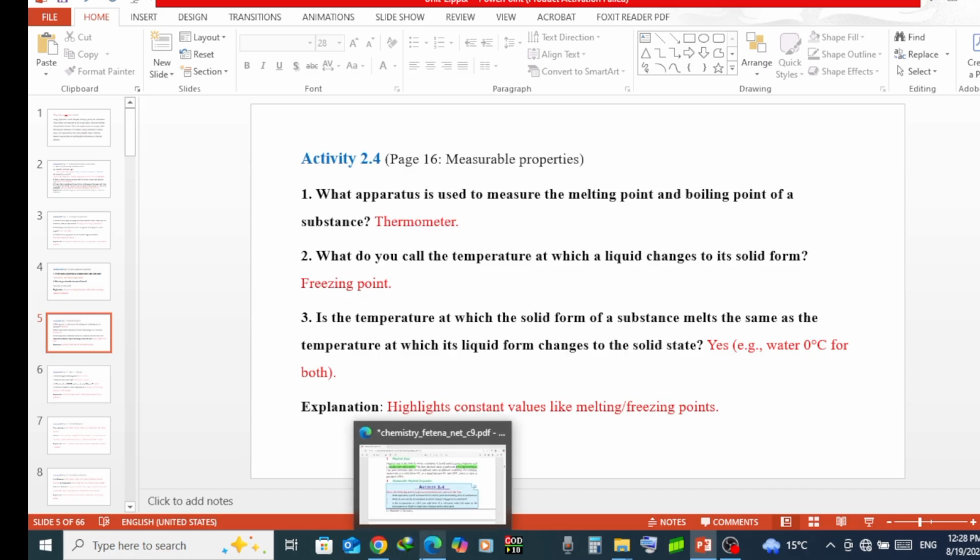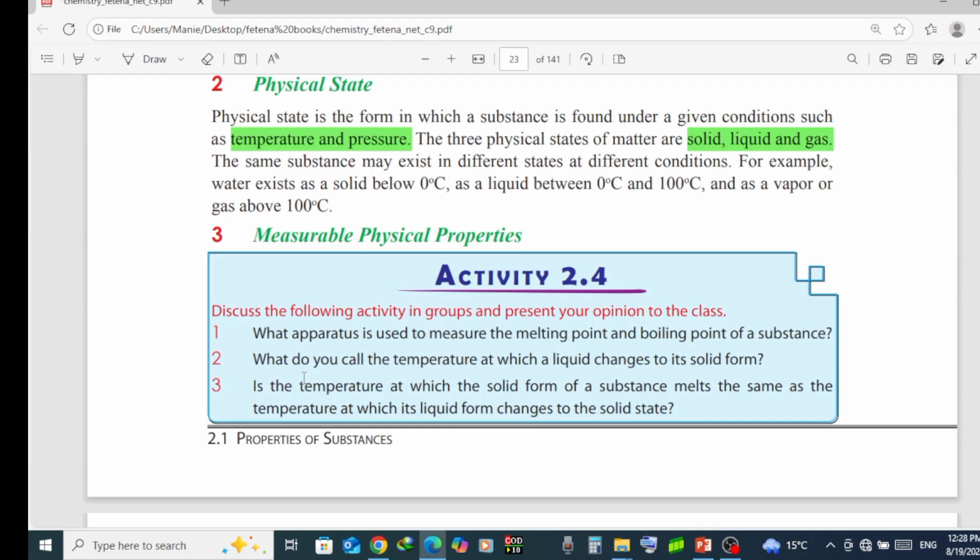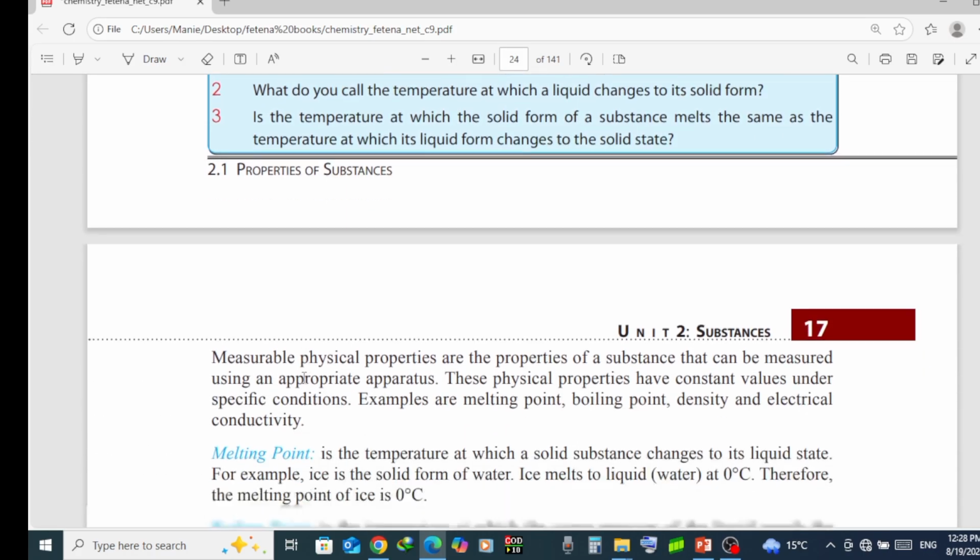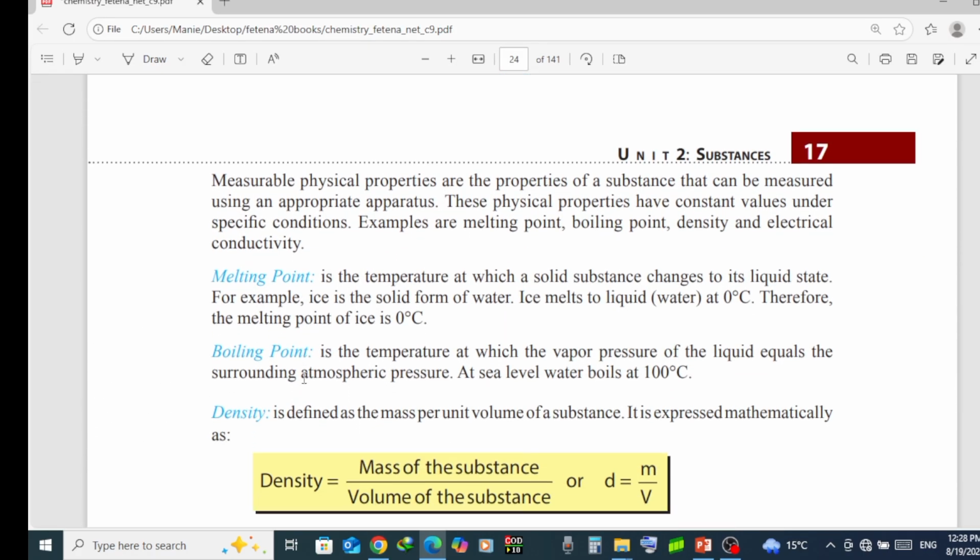And now let's go to the other part. Measurable physical properties are the properties of substance that can be measured using an appropriate apparatus.